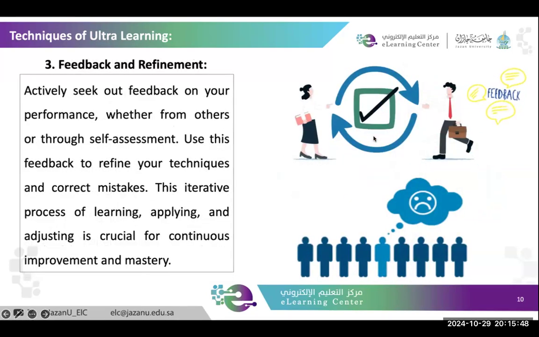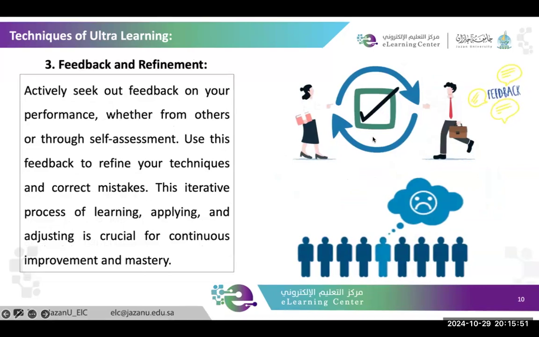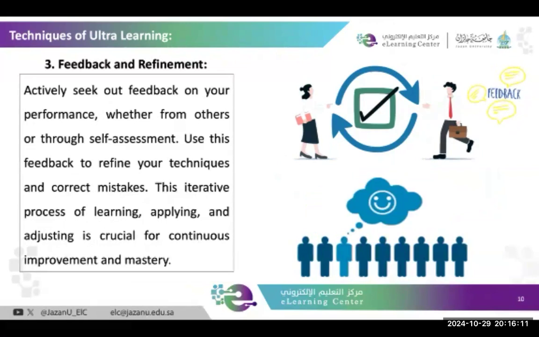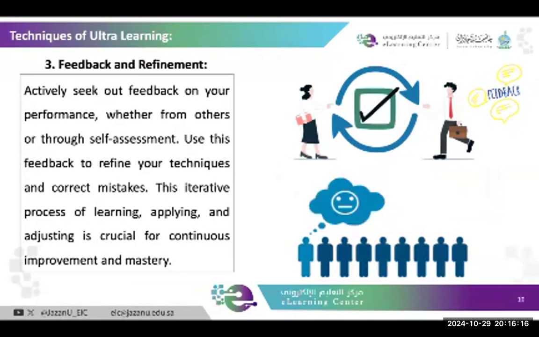Feedback and refinement is also really important. Actively seek out feedback on your performance, whether from others or through self-assessment. Use this feedback to refine your techniques and correct mistakes. This process of learning, applying and adjusting is crucial for continuous improvement and mastery. Why is feedback and refinement important? Because once you are delivering something inside the classroom, if there is no feedback environment at that time, you cannot get the exact results you're looking for.